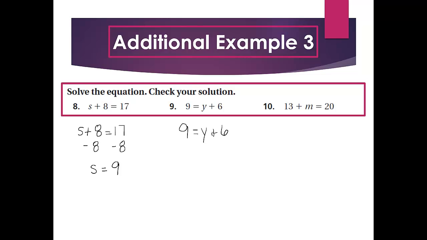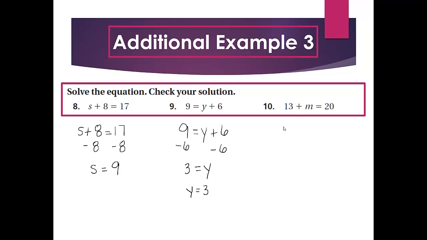We want to undo the addition, so we're going to subtract 6 on each side. 9 minus 6 is 3, so I'll get that 3 equals y. This would be the same thing as saying y equals 3. When I substitute this back in, 3 plus 6 equals 9.